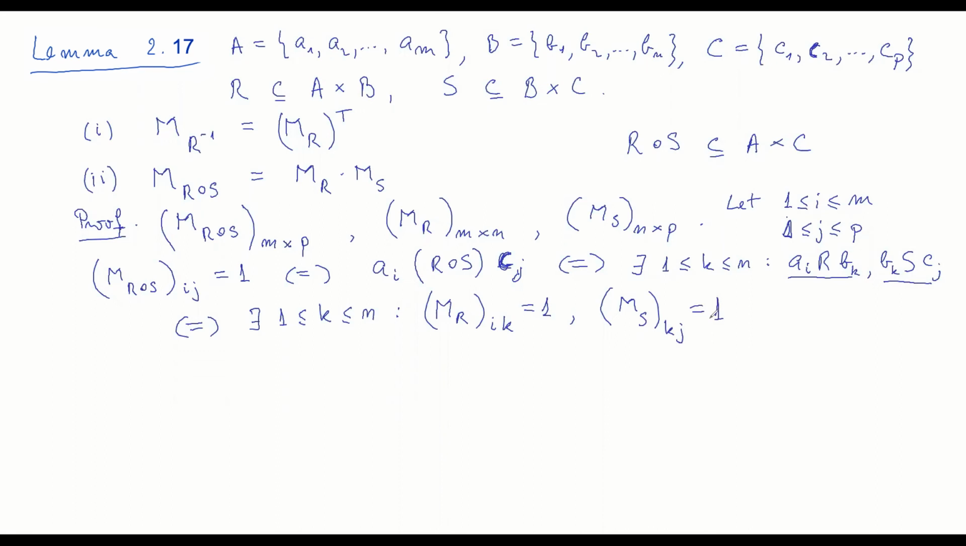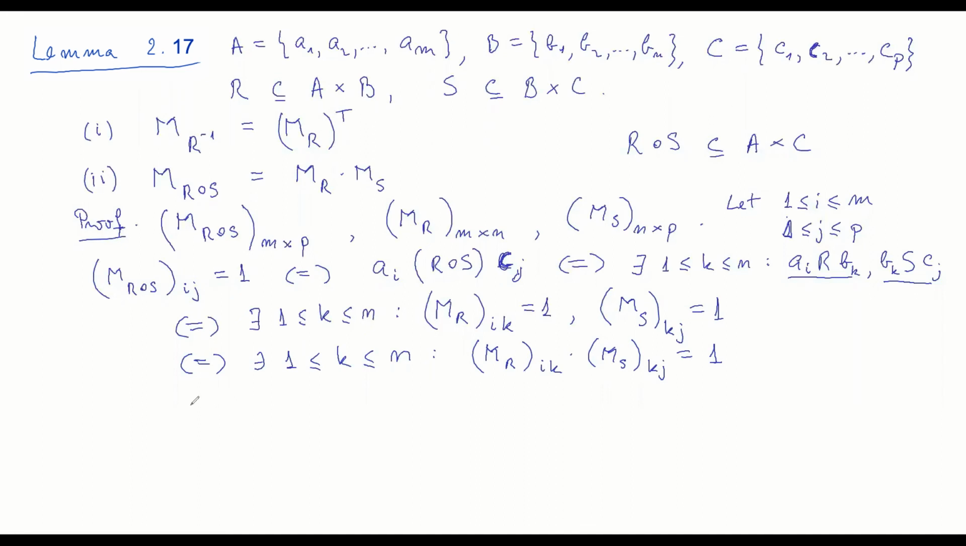And having them 1, this is equivalent with, and I'm going to write it and then I comment. This is only true when we work on the Boolean algebra B2. So this is equivalent with this product MR ik times MS kj being equal to 1. And this is true based on how this product was defined. The product is 1 if and only if both elements are 1.